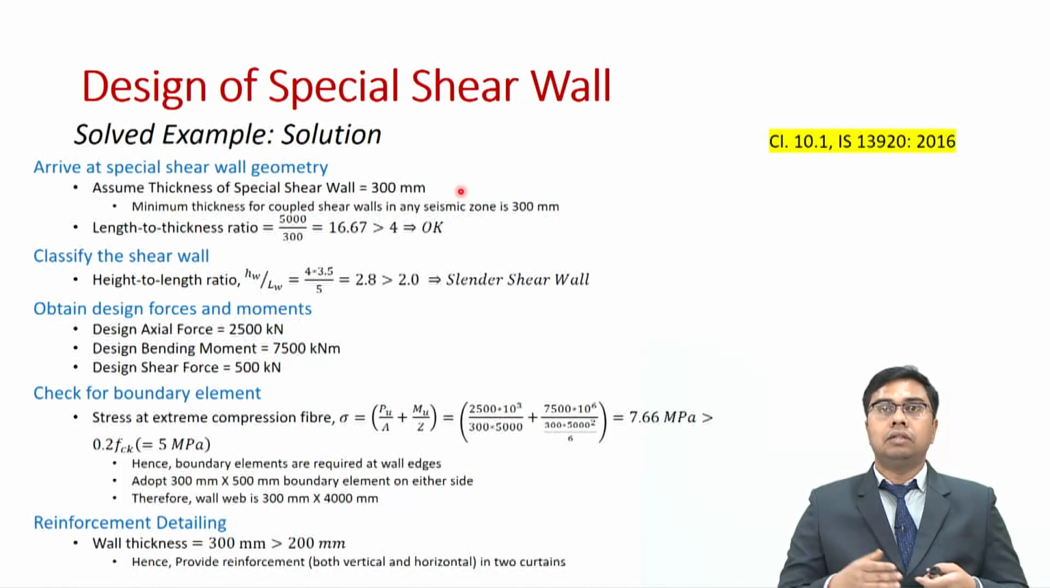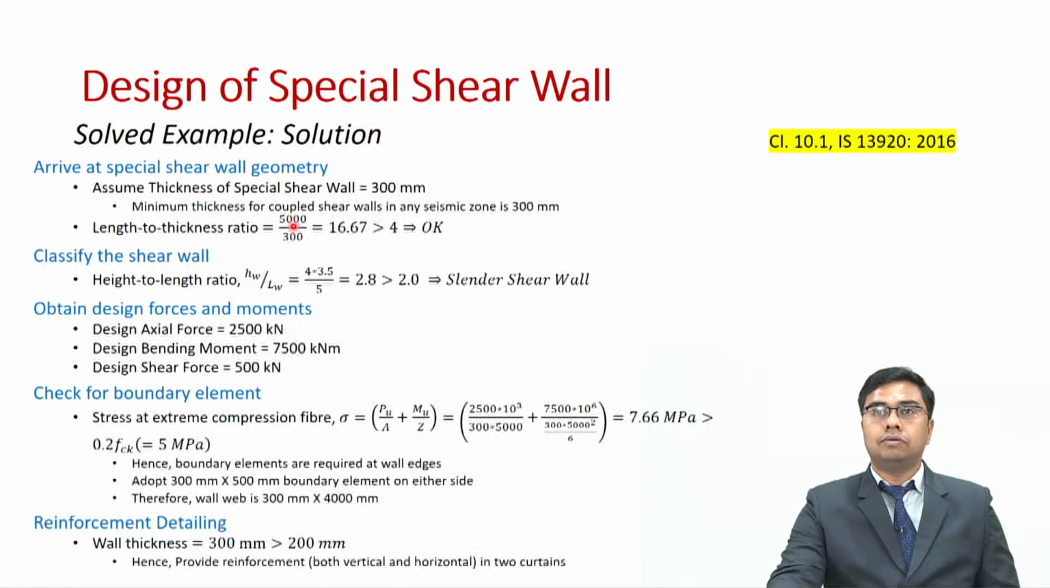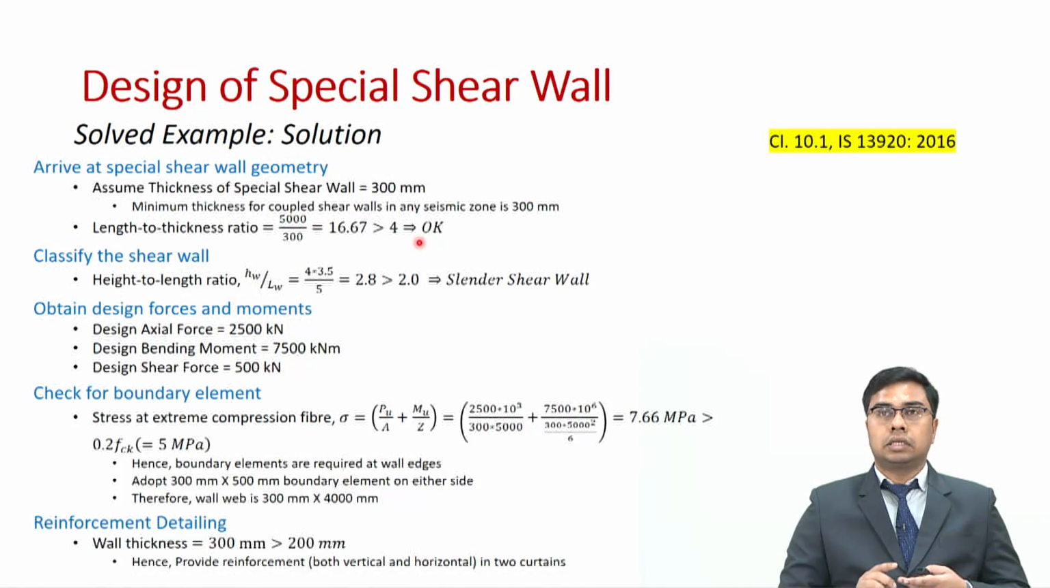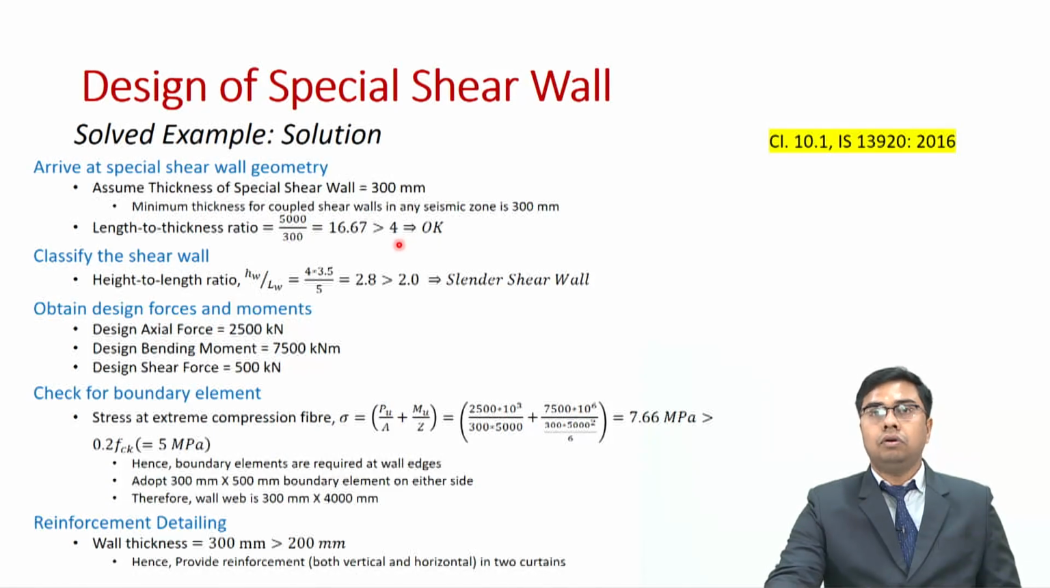Then what will be the length to thickness ratio? The length of the shear wall is 5 meters, that is 5000 mm divided by 300 mm, which turns out to be 16.67, which is greater than 4, and hence this member falls in the category of special shear wall. If it were less than 4, we would have designed it as a column.